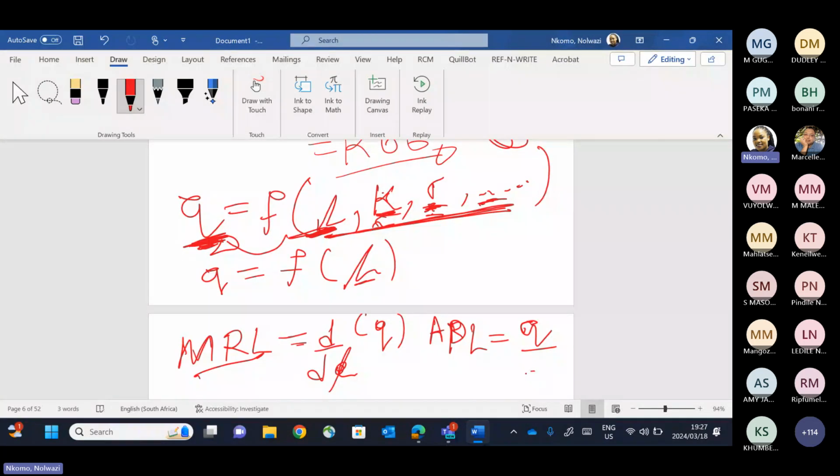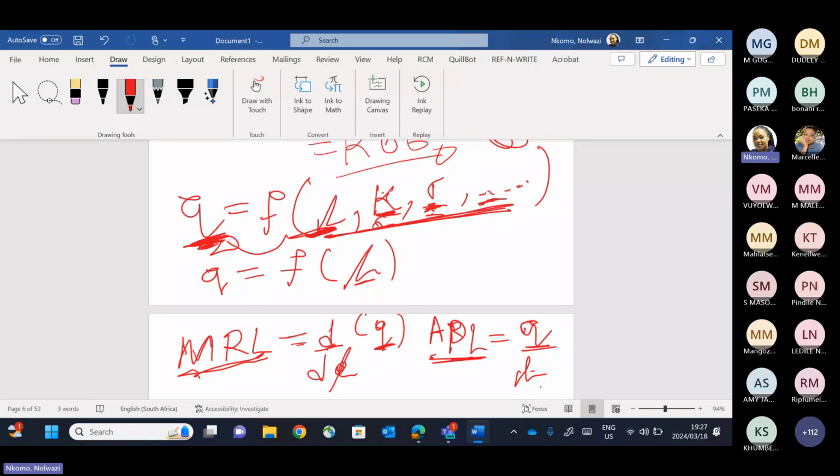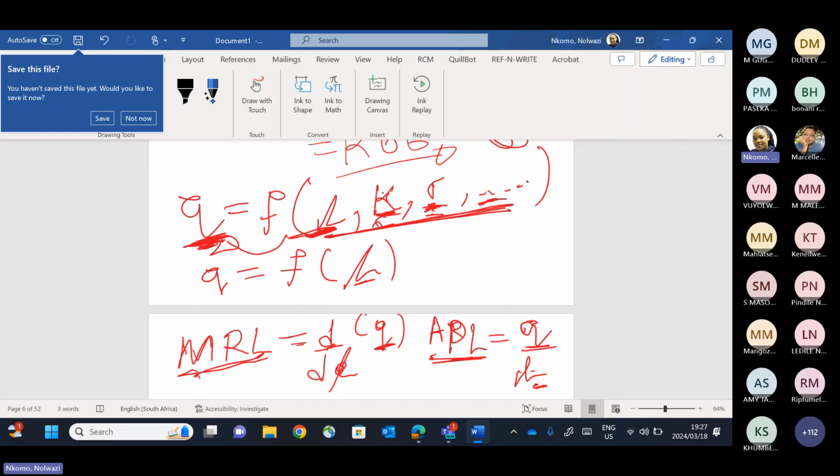So we have the marginal production of labor as the derivative of the production function, and we have the average production of labor as the production function divided by the labor units.